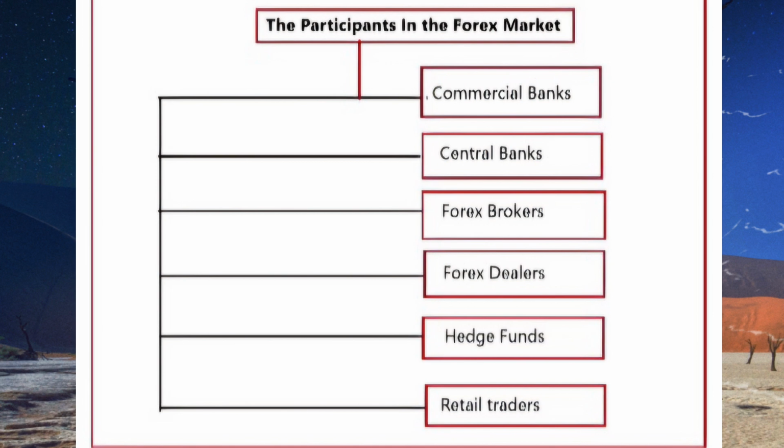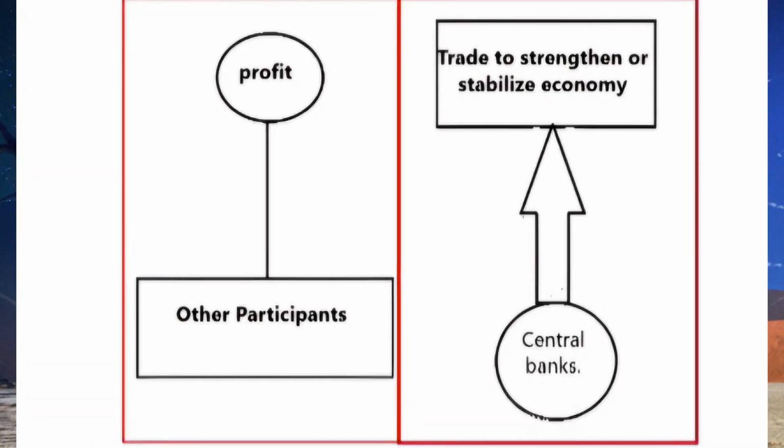Who are the participants in the Forex market? Alright, the participants in the Forex market are commercial banks, the central banks, Forex brokers, Forex dealers, hedge funds, and retail traders like you and I. Now, the above participants participate in the Forex market with the sole aim of making profit, except the central bank. The central bank doesn't participate in the Forex market with the aim of making profit. They only participate with the sole aim of stabilizing their national currency value.